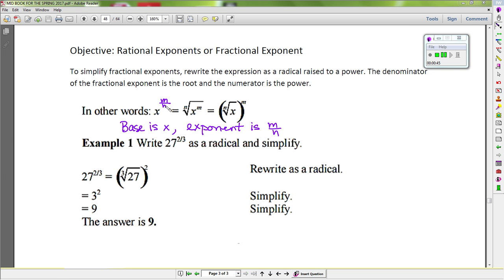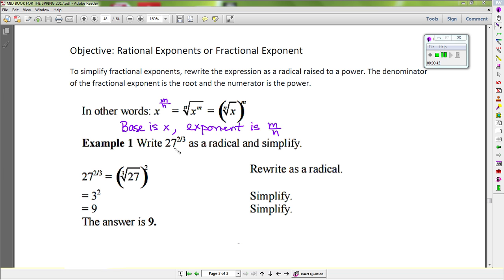So if you have a fraction exponent, you can write it as a radical to a power. Now your denominator, which is n, will become the root or the index. The m now becomes the power. So you can see I'm going to write that n root of x to the power m, or I can say n root x and all of that to the power m.